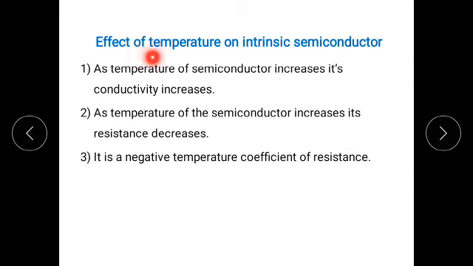Now we see what are the effects of temperature on intrinsic semiconductor. That means when temperature increases, what are the effects on an intrinsic semiconductor? First point is, as the temperature of a semiconductor increases, its conductivity increases. Second, as the temperature of the semiconductor increases, its resistance decreases, because in the first point we said that conductivity increases, and as conductivity increases, resistivity decreases. And third point is, it has a negative temperature coefficient of resistance.